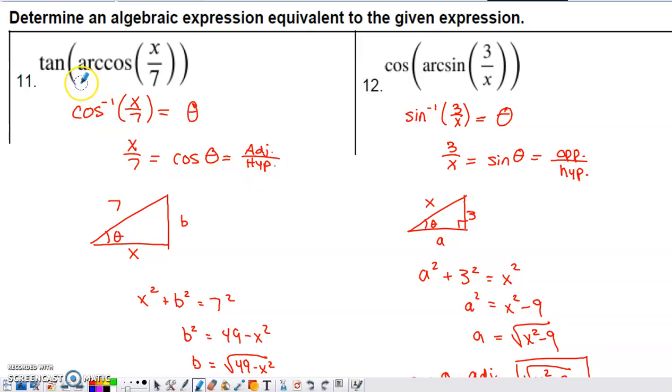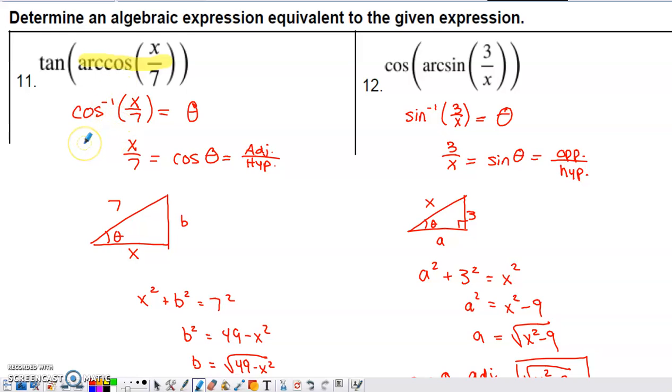So what I wanted to do was take tangent of arc cosine, and arc cosine is the same as inverse cosine, so tangent of arc cosine of x over 7. What I wanted to start with here is to figure out what exactly is inside this tangent function. So I said, let's take arc cosine of x over 7 out of the tangent function, and let's call that theta. Right? We put angles into the normal trig function.